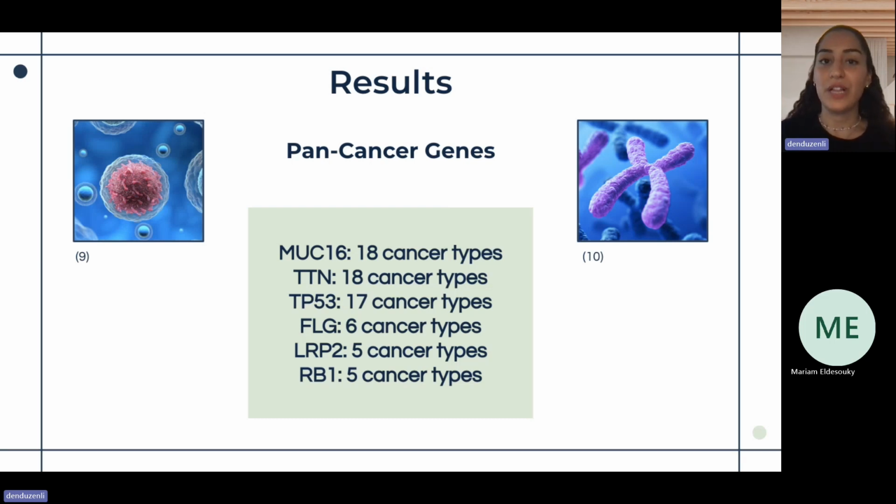We know it has a big role in cancer. And then at the bottom of the list, we have RB1 and LRP2. These were both found in 5 cancer types each, and then FLG, which was found in 6 cancer types. And this isn't to say that certain genes may be more important or better to study than others. This just kind of provides a nice overview.